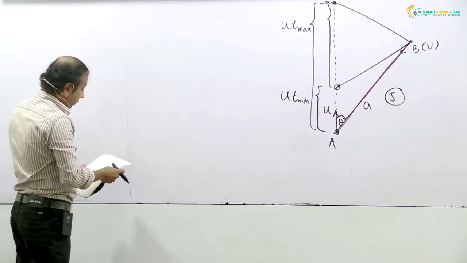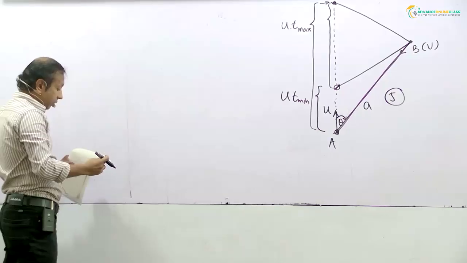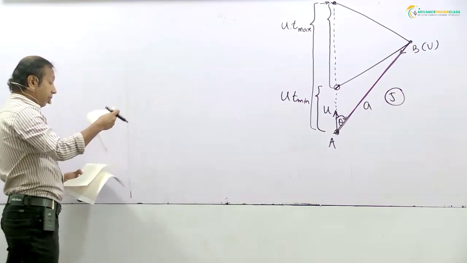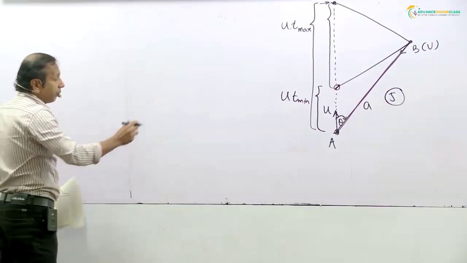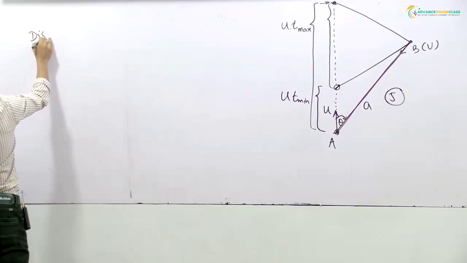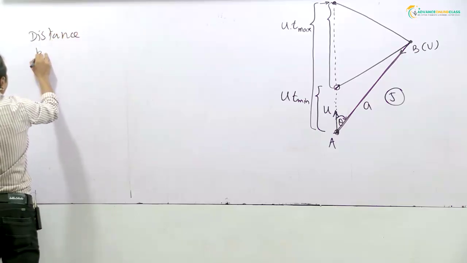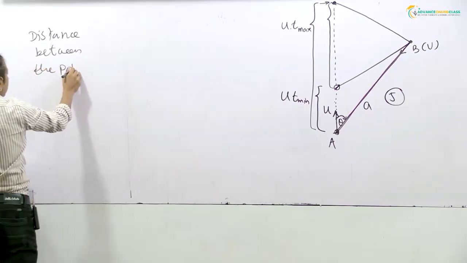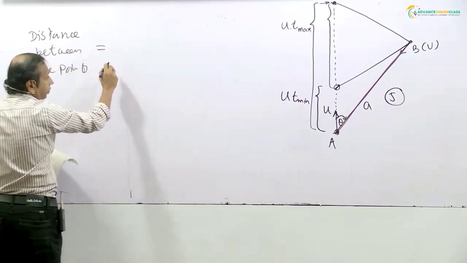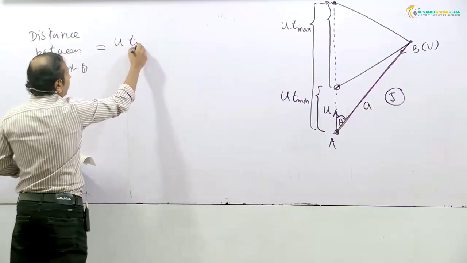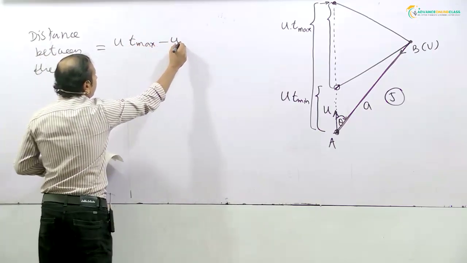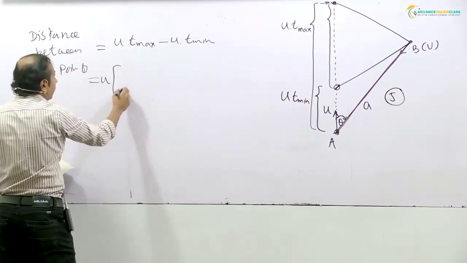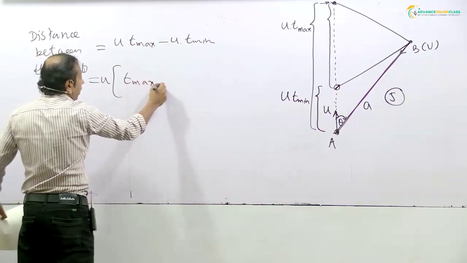Then the distance we can write for the last one. Distance between the points: u t max minus u t min. T max minus t min.